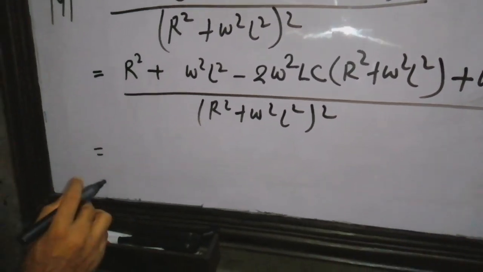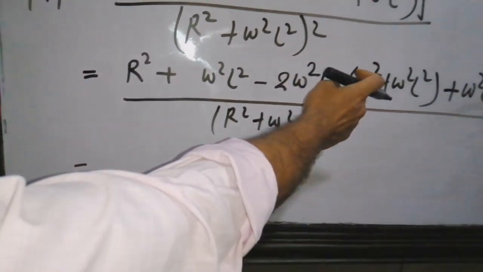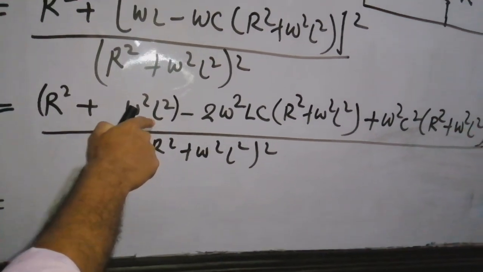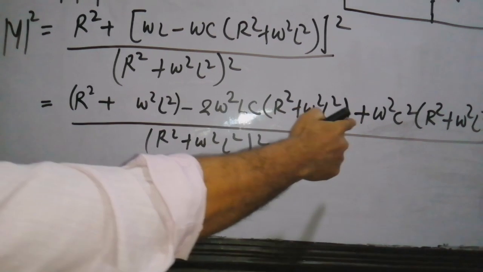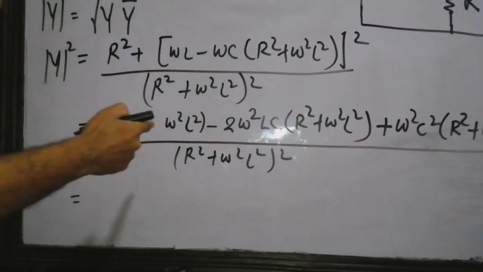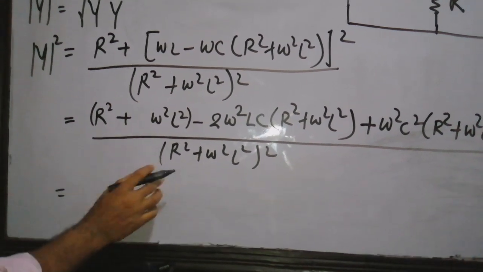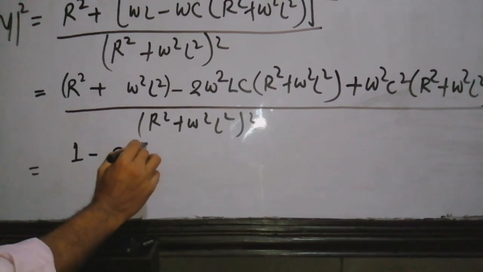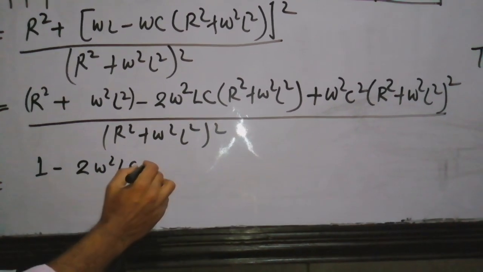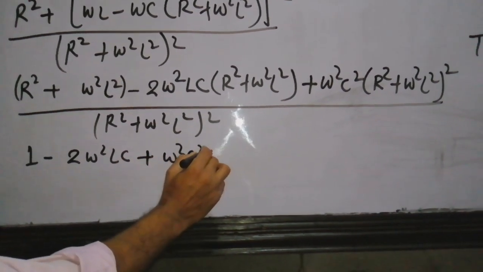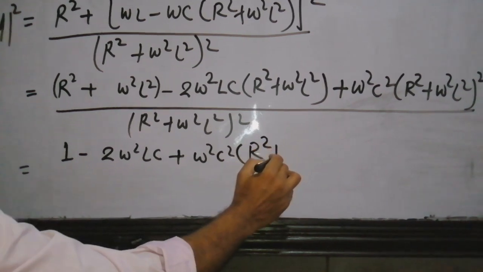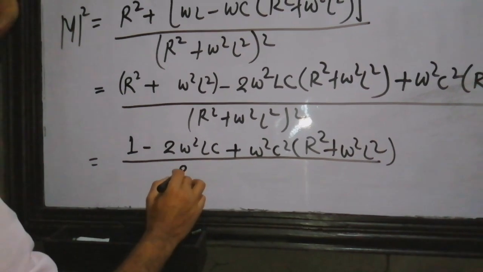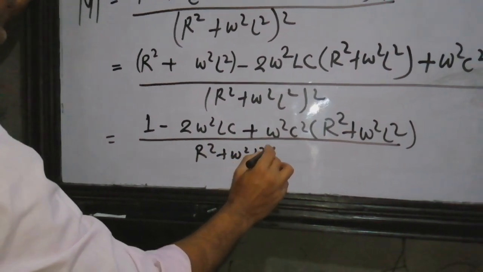Okay, so friends, here is one technique, then we should not multiply by this term. If I put one bracket over here, then you can see that's r square plus omega square l square, r square plus omega square l square, and the last term also. So we can take common and we can cut with the denominator one term. So I have only one space, and so I'll cut this directly. I get 1 minus 2 omega square LC, and then we have the omega square C square, and that term is one term left out of 2 omega square L square, and the denominator's square is gone and 1 is left. So this is the R square plus omega square L square.